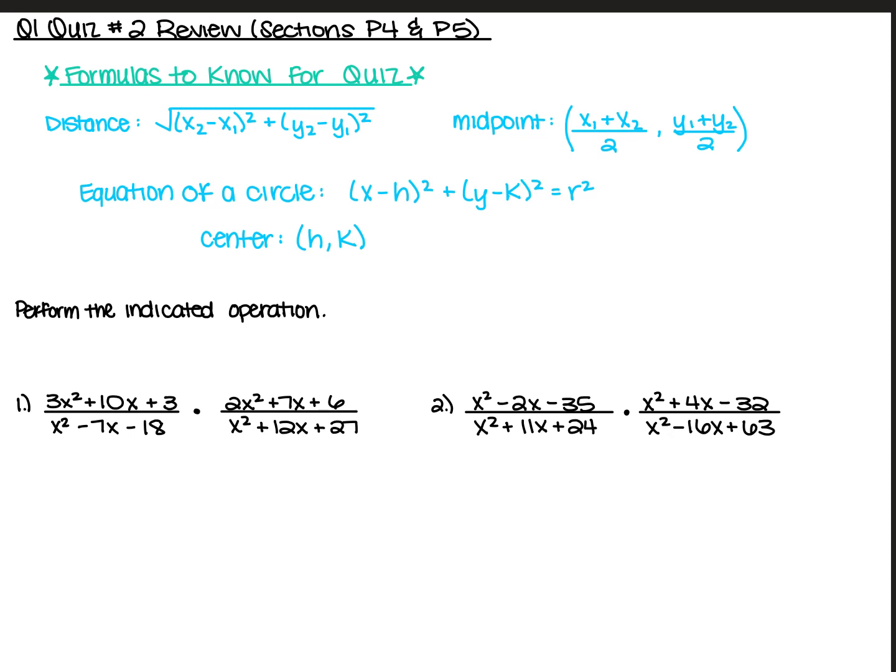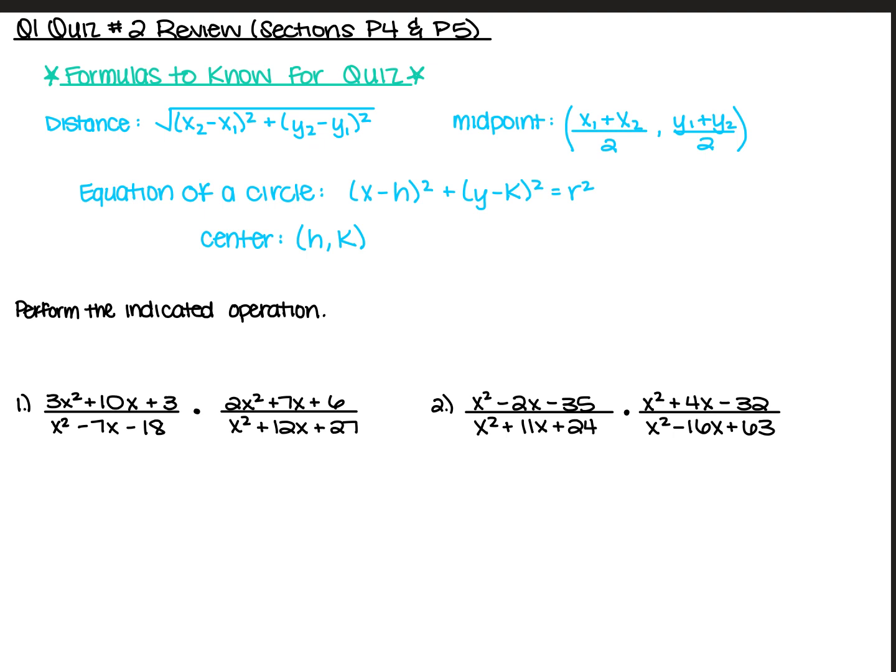So your quiz tomorrow is on sections P4 and P5. You have your formulas that you need to know for your quiz up top. They are your distance formula, your midpoint formula, the equation of a circle, and that your center is included in that equation of a circle as well as your radius.